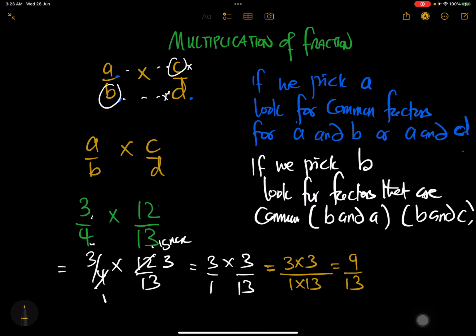So that's the trick, should I say? Yeah, maybe let me put it that way. So now we're done with multiplication of fractions.